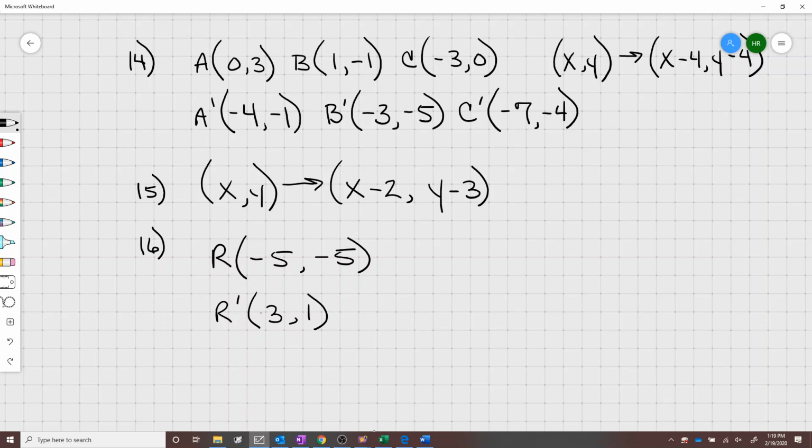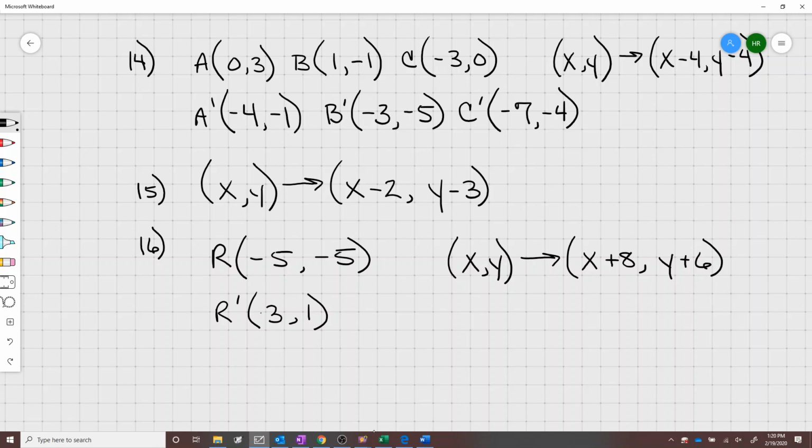So the first step in this problem is to determine the rule. If this shape had an x value at negative 5 and it moved to positive 3 on the number line, that's 8 to the right. And if it was at negative 5 and it moved to positive 1, your y's went up by 6. So you used the pre-image and the image to determine the rule.